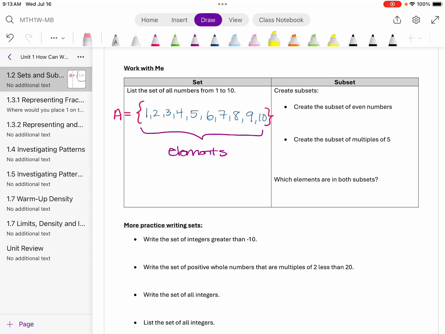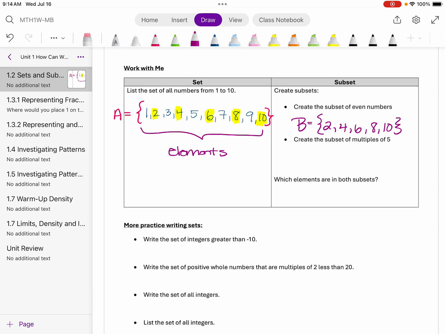Okay, so if I look at the subset that has only even numbers, I've got my 2, my 4, my 6, my 8, and my 10, because those are the even numbers. So I'm going to use B as my subset, so B is equal to, and I use that curly bracket again because I'm still talking about a set, so a set from within a set, and I'm going to list those numbers, 2, 4, 6, 8, and 10.